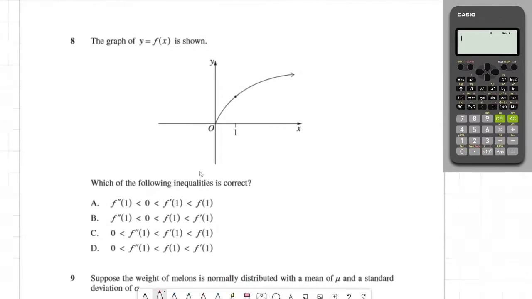Okay, let's have a look at number 8. The graph of y is equal to f of x is shown. Which of the following inequalities is correct? So we've got the second derivative at 1 is less than 0, which is less than the first derivative at 1, which is less than the function's value at 1. The second derivative at 1 is less than 0, which is less than the function value at 1, which is less than the derivative at 1.